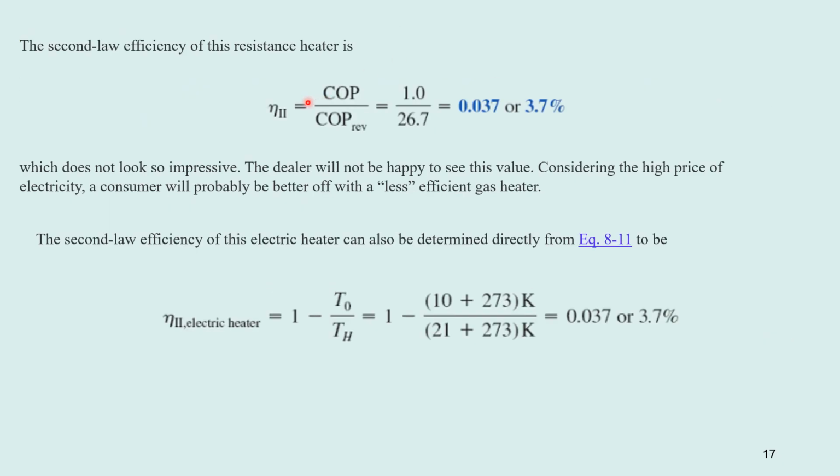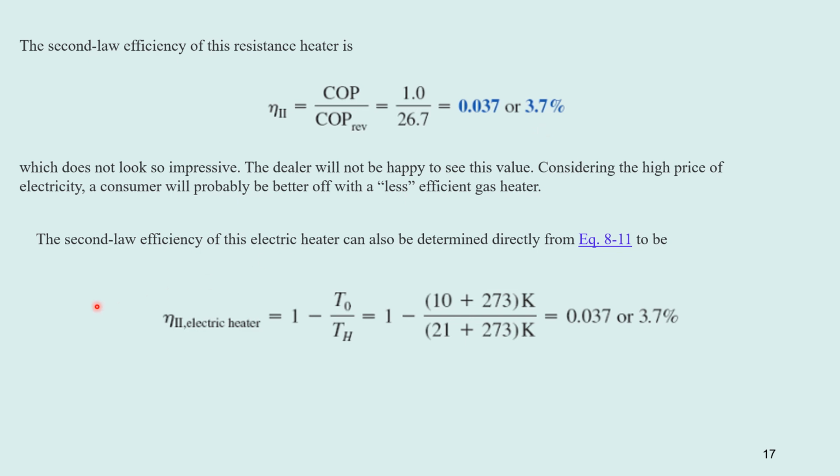Then we can define the second law efficiency. It's 1 divided by that, or 3.7%. This doesn't look as impressive as the 100%, right? So the dealer would not be happy to see this value, considering the high price of electricity. A customer would probably be better off with a less efficient gas heater, right? This is not very good at all. This is why the second law efficiency is useful to calculate for these kinds of things.